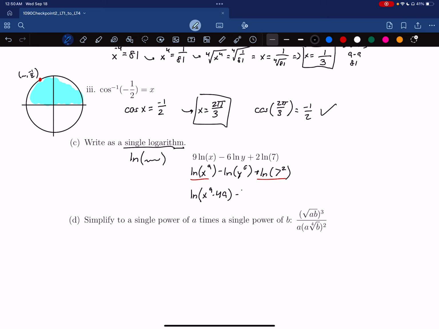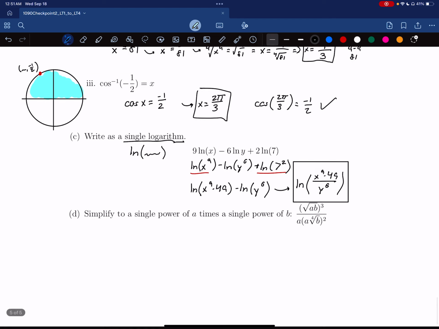And then we have minus natural logarithm of y to the 6th power. And then from here, using our subtraction rule, which leads to division inside the natural logarithm, we're left with the natural log of x to the 9th times 49 over y to the 6th. That's what it means when we write it as a single logarithm.